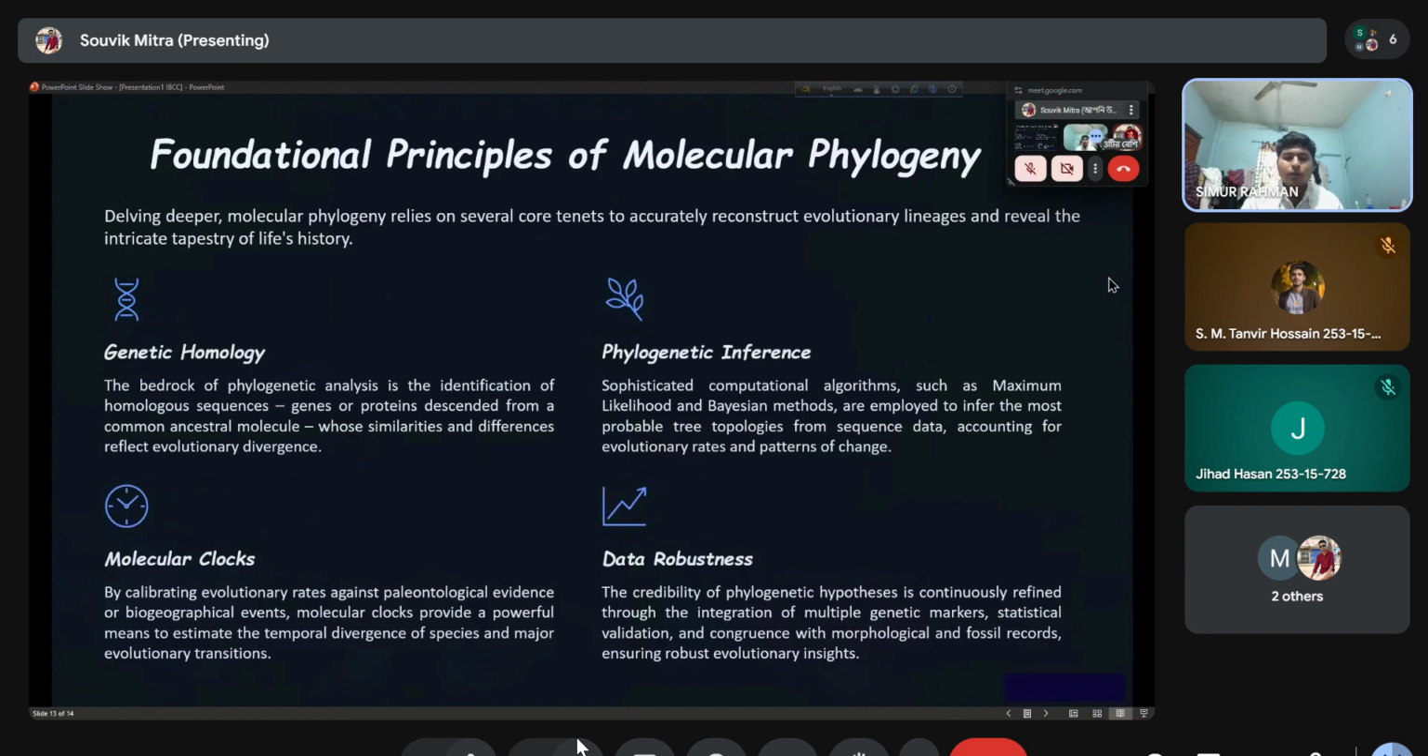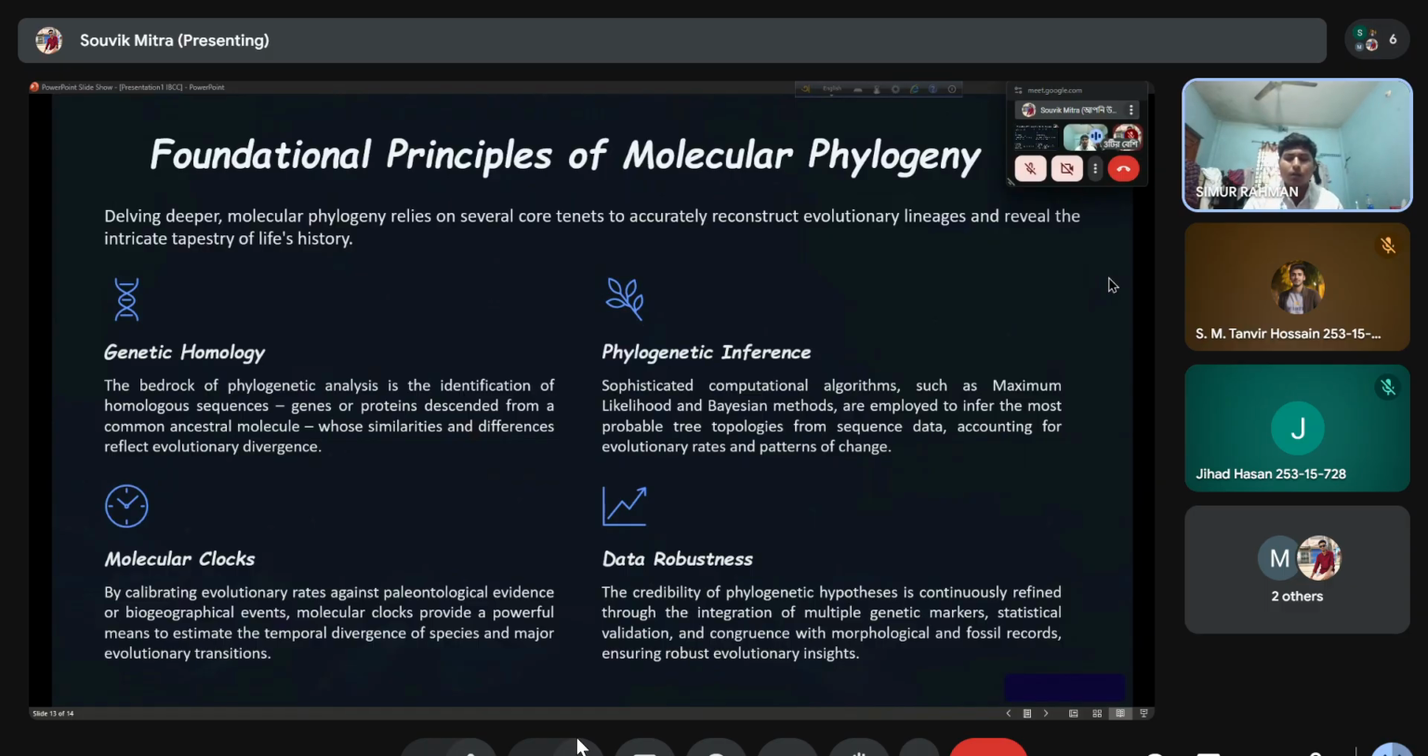Now, foundational principles of molecular phylogeny. This slide explains the principle behind molecular phylogeny. The foundation is genetic homology, where genes or proteins inherited from a common ancestor are compared to detect evolutionary divergence. Phylogenetic inference methods such as maximum likelihood and Bayesian analysis are used to identify the most probable evolutionary trees. Molecular clocks estimate divergence times, while data robustness achieved by using multiple genes and statistical validation ensures reliable results.